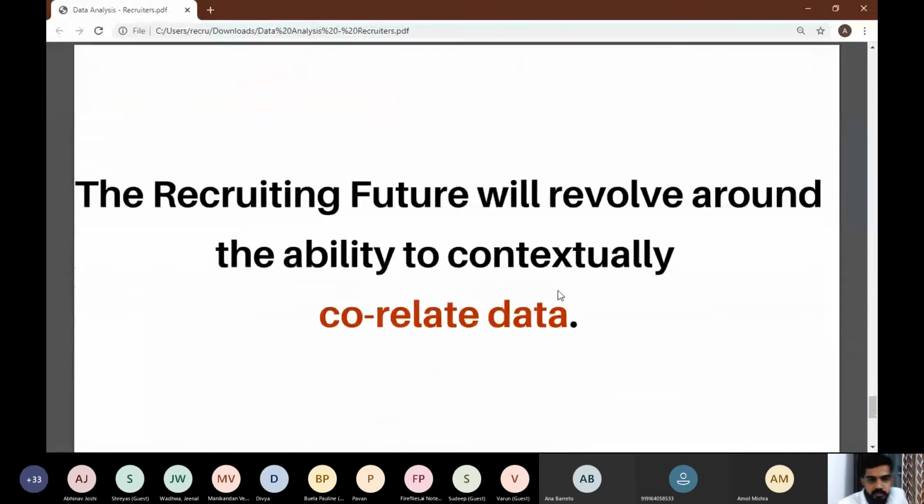So the recruiting future revolves around the ability to contextually correlate data. Tomorrow, even if sourcing gets automated, you can automate sourcing even today. I keep saying that. You can automate it because 70% of our sourcing effort is on job boards and LinkedIn, isn't it? 30% is where we hunt for purple squirrels on X-Ray, GitHub, whatever. But I would say 70-80% of our hiring revolves around LinkedIn and Naukri.